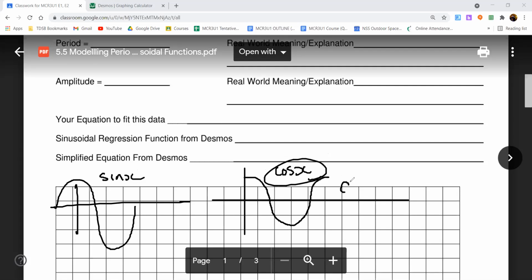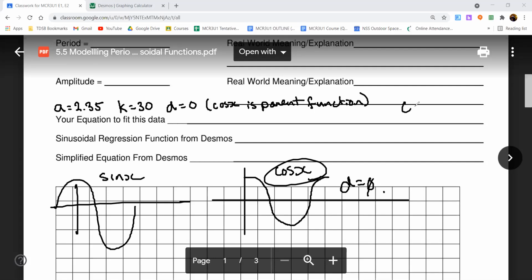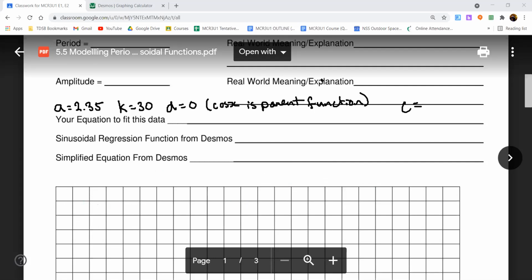If I use cosine, I don't have to worry about the phase shift, so why not just use cosine, right? A is going to be 2.35. My k is 30. My d is going to be 0 because my cos x is going to be used as the parent function. All that's left is c. This might require a little bit of logical deduction.